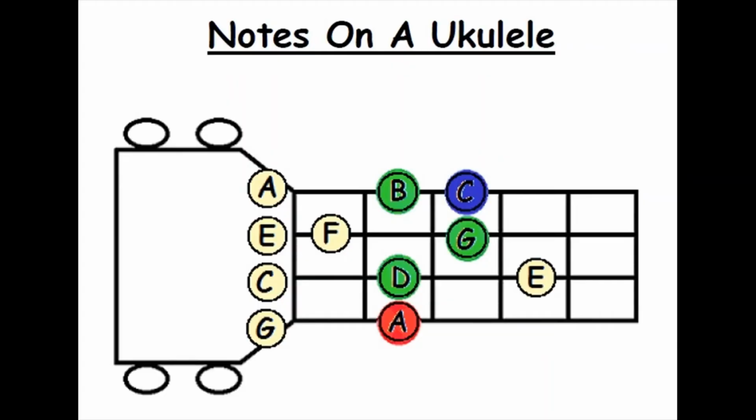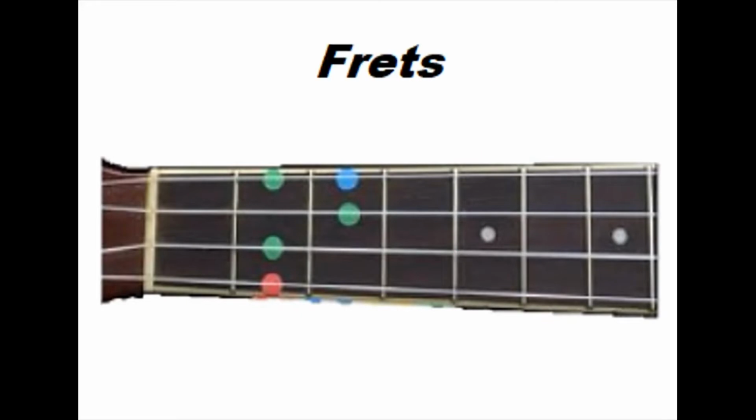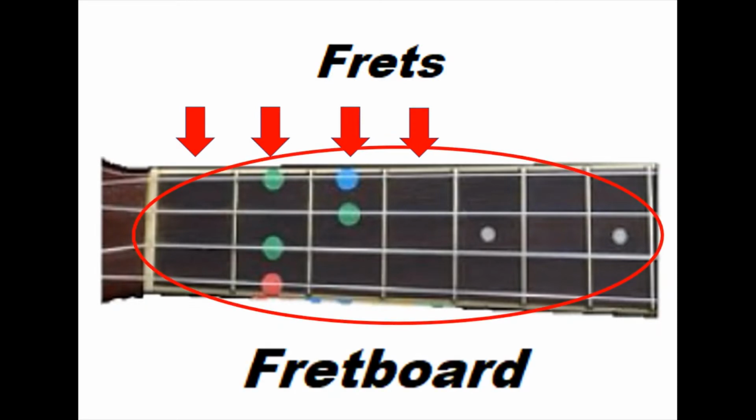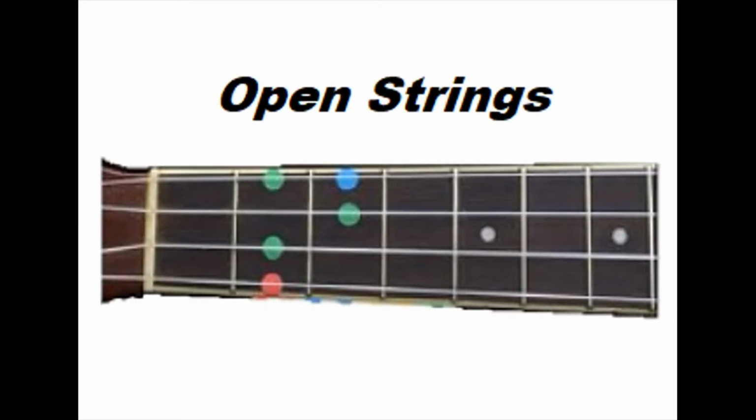On page 3 of the workbook, you'll find a diagram showing most of the notes on the ukulele. We won't worry about this much at first, but remember this as a useful reference for when we start getting more specific about individual notes. You'll also hear me refer to frets pretty often. These are the spaces in between the metal bars on the neck, or fretboard, and it's where you put your fingers. But at first, I'm not going to be talking about frets, I'm going to go over open strings.